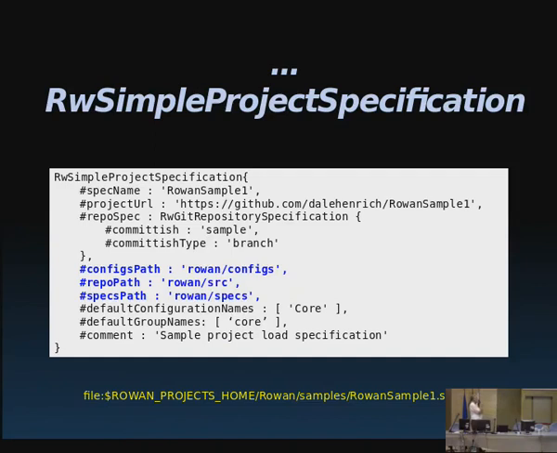One of them is that there are 3 different types of information associated with the Rowan project. You've got the source code, and that's the repo path, and then you've got configurations. And configurations, if you think about it, you can have a large number of configurations that you're working with. And then you've got the specs path.